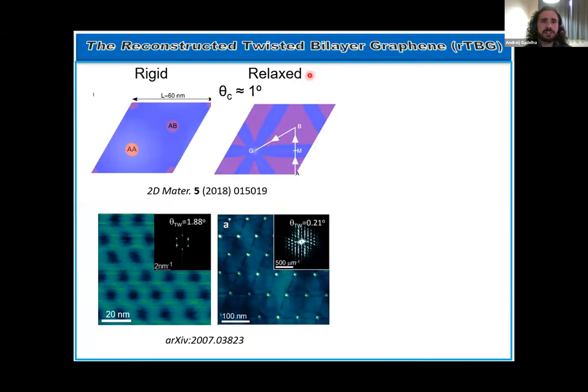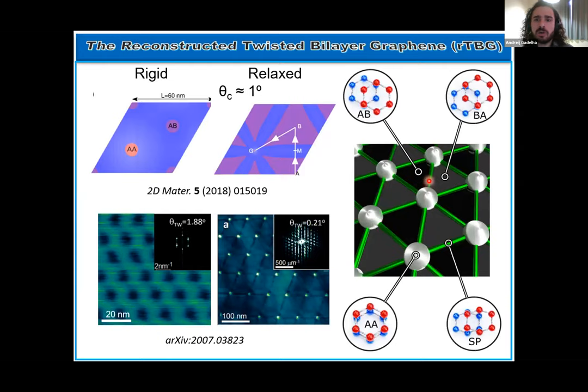This theory paper shows that below a critical angle of 1 degree, the twisted bilayer graphene suffers a reconstruction process. And here I show an image of a non-reconstructed twisted bilayer and of a reconstructed one. The so-called reconstructed twisted bilayer graphene, that I call here RTBG, is mainly composed of alternating AB/BA stacking domains, which are separated by SP solitons, and it has topological AA points. This particular arrangement confers local properties to the system that will be the focus of my talk.